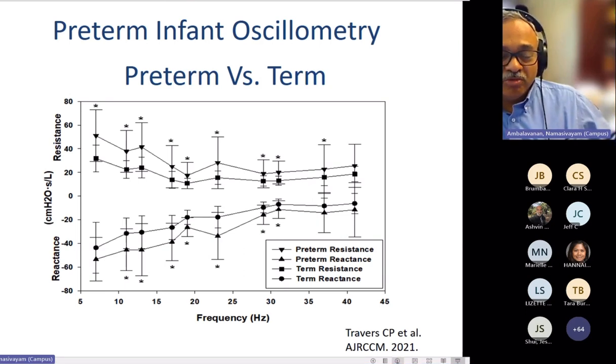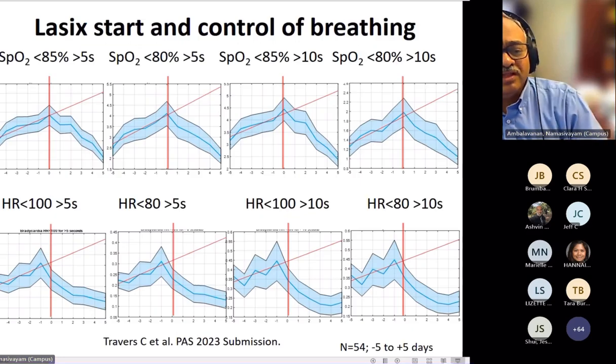So you can use it to monitor lung mechanics in response to medications too. This is Colm Travers' PAS from last year, still awaiting publication. The red line in the middle is when we started Lasix. The x-axis is time: the 5 days before, and the next 5 days after.